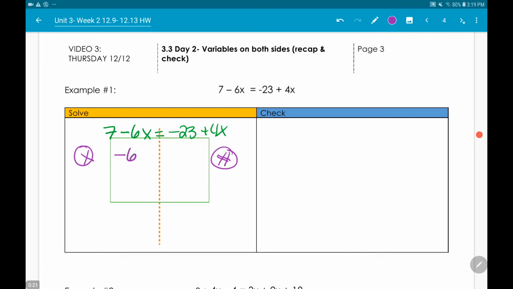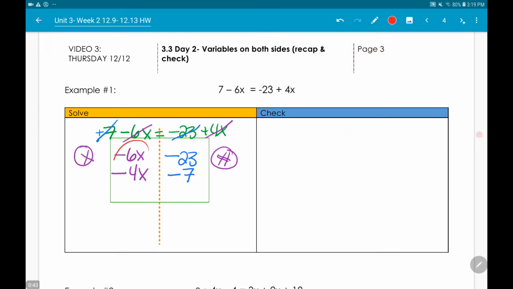So I have negative 6x, and I have 4x, but when I cross the line, I change the sign. And that's it for my variables. What do you get for your numbers? So numbers, I should see negative 23 and a negative 7. Remember, it's invisible positive there.